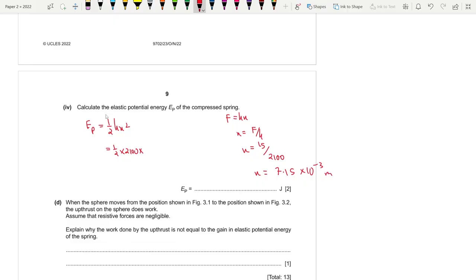Okay, so half kx squared, that's half times 7.15 times 10 to the power minus 3, whole squared. This gives you an answer of 0.054 joules if you round it off. This is one way to do it, right? Or you could just do half Fx, half times 15 times 15 by 2100. That works as well. Okay, everything's fine.